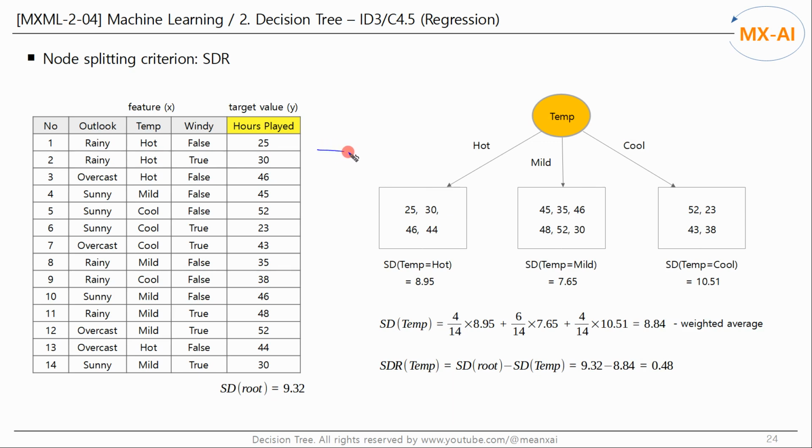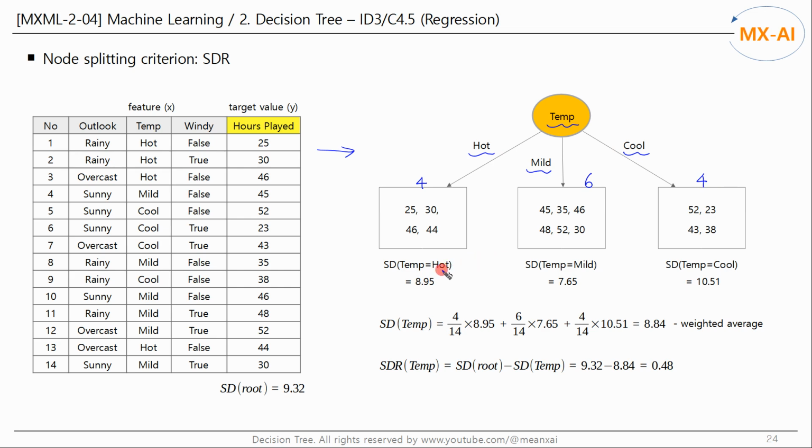Next, let's calculate the SDR when splitting the root node into the temp feature. The temp feature also has 3 categories: hot, mild, and cool. There are 4 data points where the temp is hot, 6 data points where it is mild, and 4 data points where it is cool.